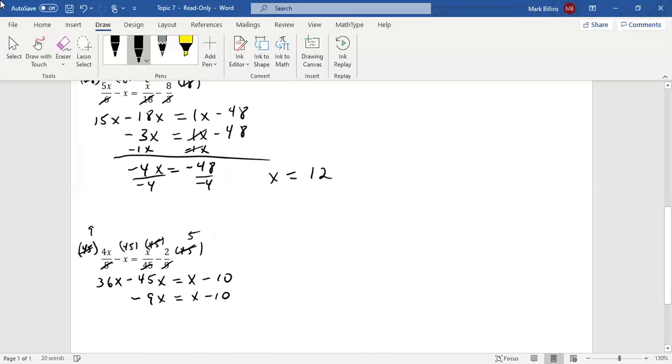I'm going to subtract 1x from both sides. So negative 9x minus 1x is negative 10x. The x's cancel out. So negative 10x equals negative 10. And then I divide both sides by negative 10. So a negative divided by a negative is a positive. So x would equal positive 1.